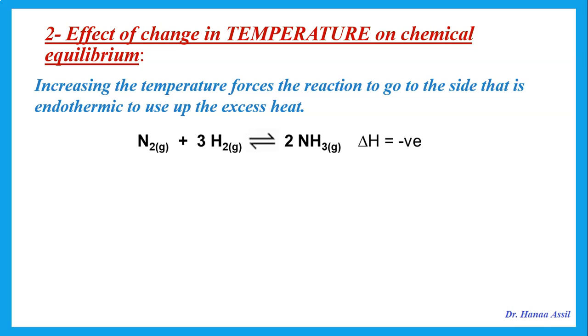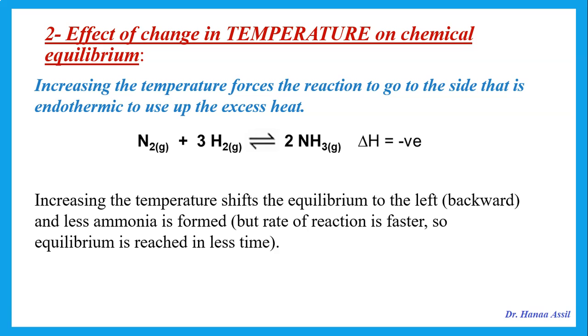We want the amount of heat in the reaction to be the same. We don't want it to change. So increasing the temperature causes the reaction to go to the side that is endo. So if here the forward is exo, then in this case, increasing the temperature shifts the equilibrium to the left, or it causes the reaction to go backward. Of course, if the reaction goes backward, that means the ammonia is breaking up, and that means the yield of ammonia is less, or we will get less ammonia.